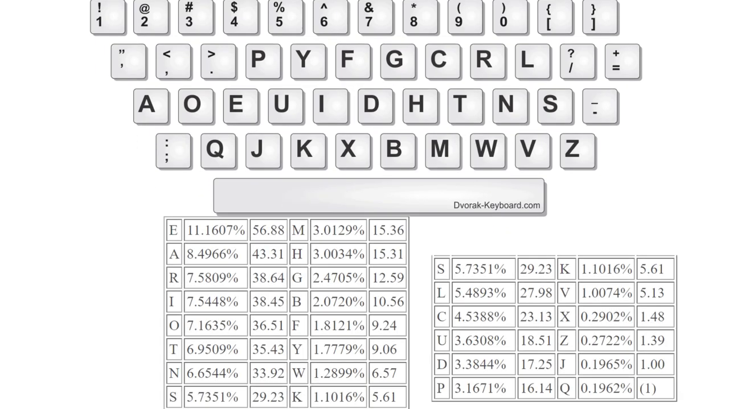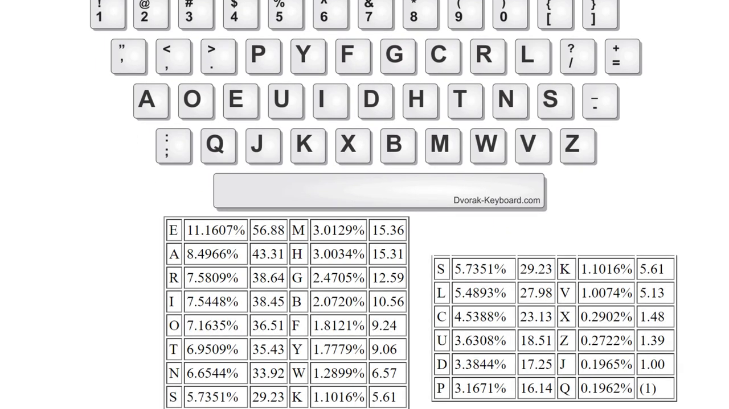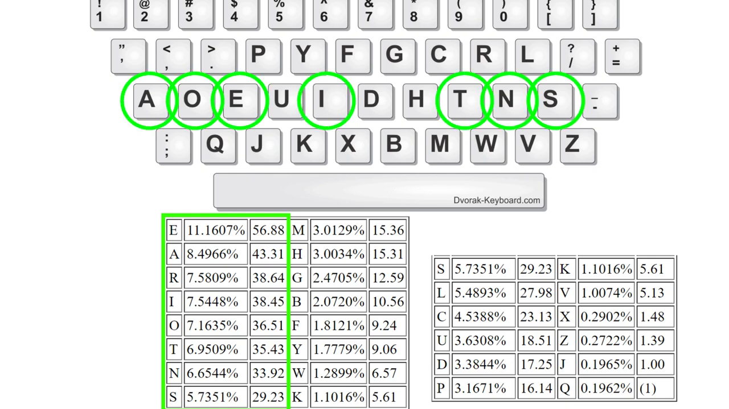The most common letters as of 1995 in the English language are E, A, R, I, O, T, N, S. These letters account for 60% of everything that we type, and with the exception of R, all of these keys are on the home row, that being the middle section where your hands are constantly at rest. This means that you very rarely have to move your fingers from the home row, you just have to press them down where they're already resting.